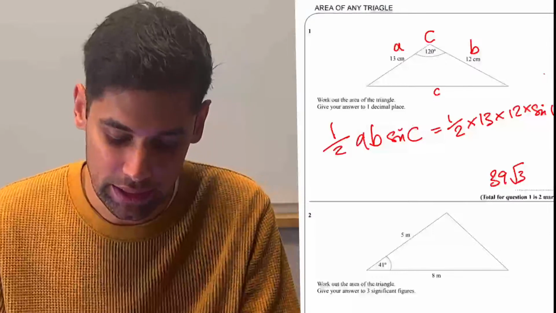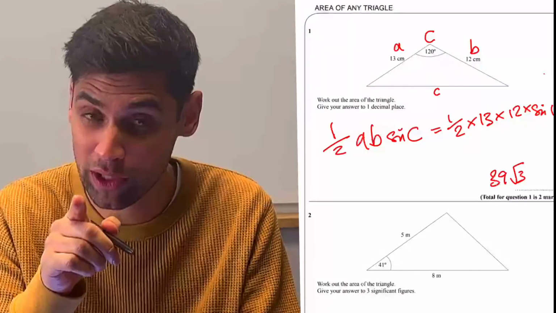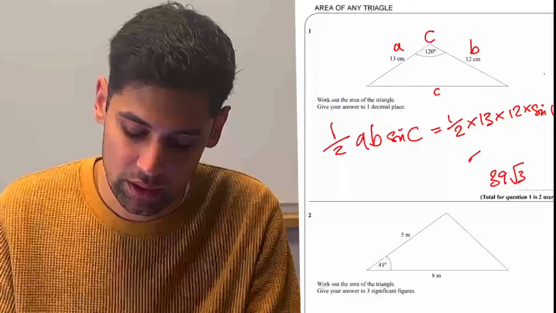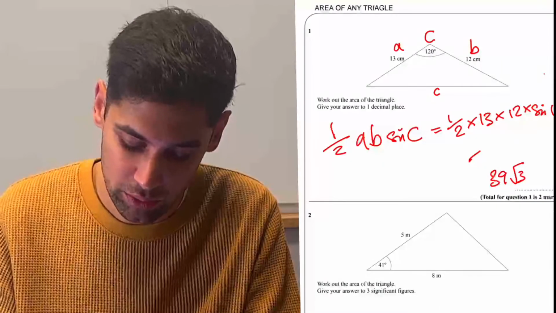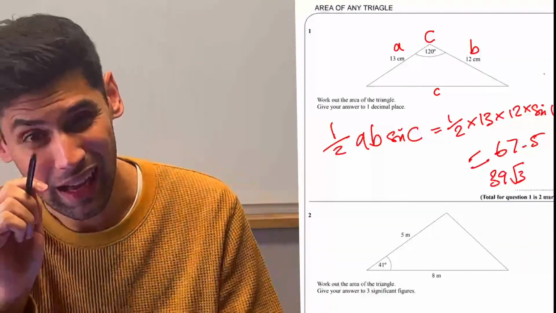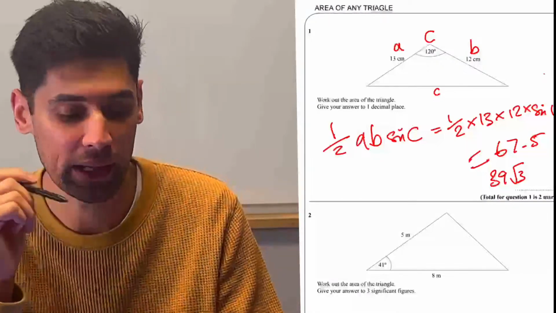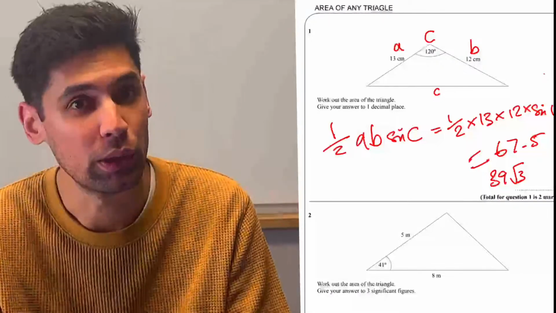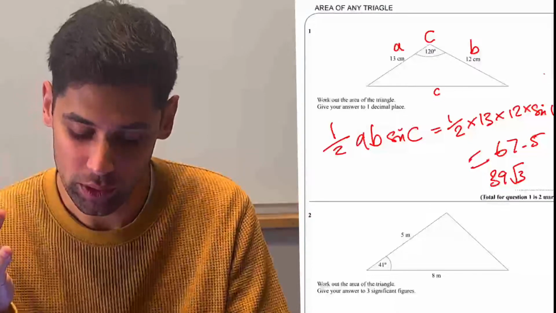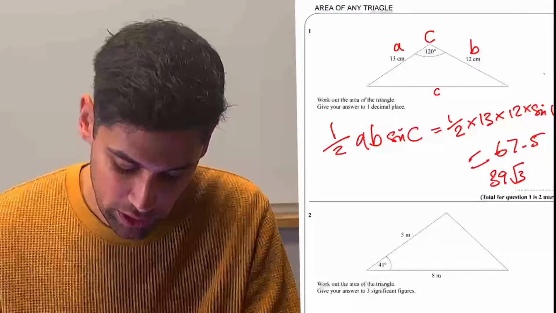39 root 3 is the exact answer. The question is actually asking for one decimal place, so we read the question fully because we'd mess up otherwise, and it's going to be 67.5. Make sure you always read the question properly so it tells you how to format the answer. My calculator was kind enough to put it in exact form there with 39 root 3, but like I said, we're going to drop some marks on that. So that's the first question we're dealing with.